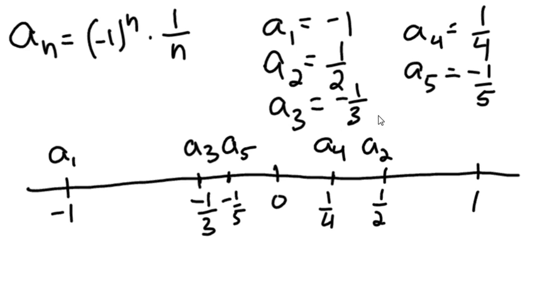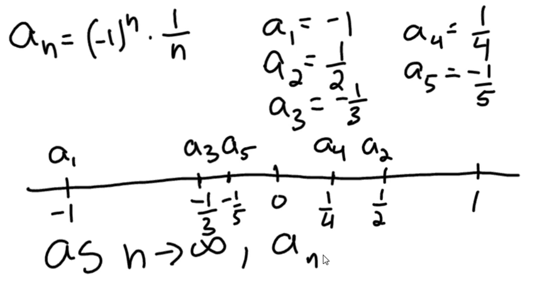Now it looks like as n increases, a sub 6 would be here, a sub 7 looks like it's in here, a sub 8 looks like it's in here. Looks like we're alternating around 0, but we're getting closer and closer to 0. Well, it looks like in this sequence, as n goes towards infinity, a sub n approaches 0.